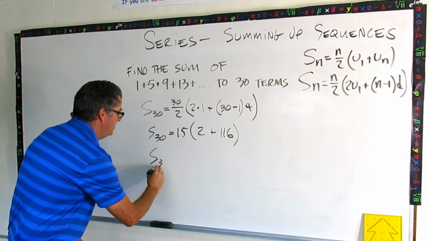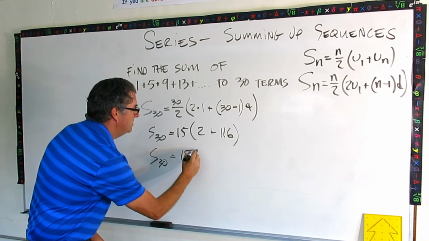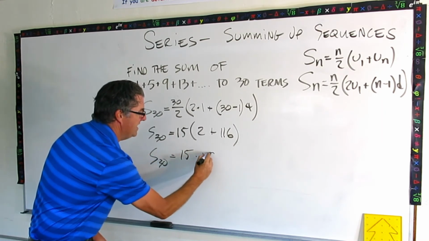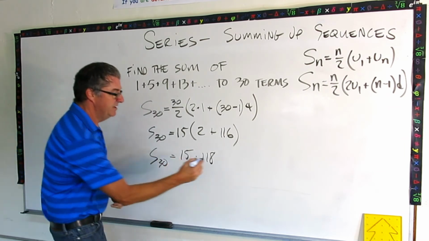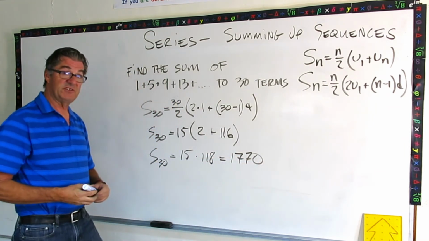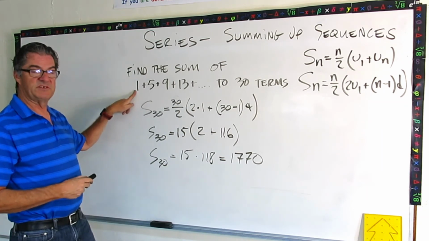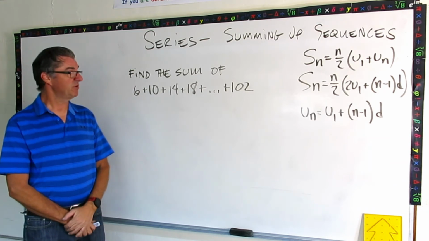Simplifying it on down, S30 equals 15 times 118. I need a calculator for that. So 15 times 118 is 1770. And that's your sum of the first 30 terms of this arithmetic sequence. Okay, one last sum.